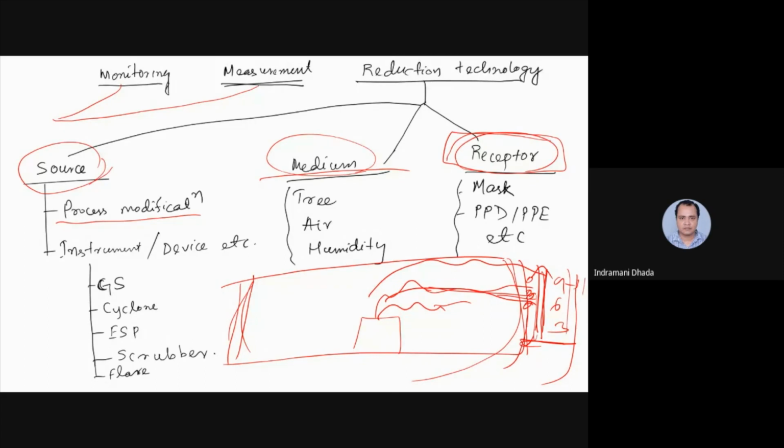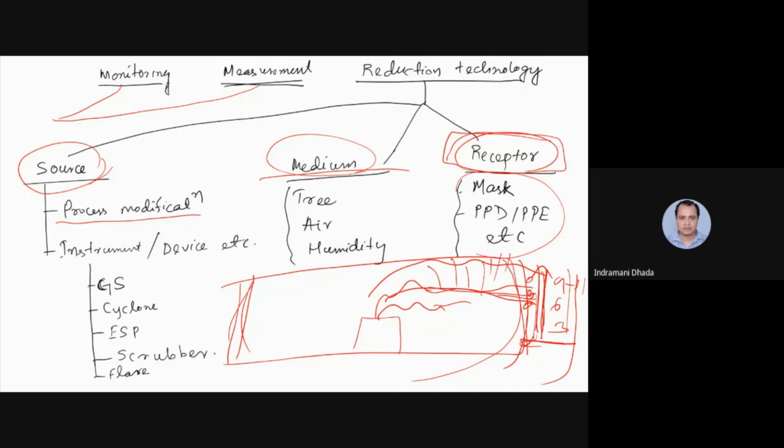Sometimes we can control or blow air in the opposite direction. We can add humidity or spray some water to accumulate those particles, so that they can be dropped down. And at the receptor we can use masks or any kind of personal protective equipment, which can also reduce the pollutants at the receptor level.